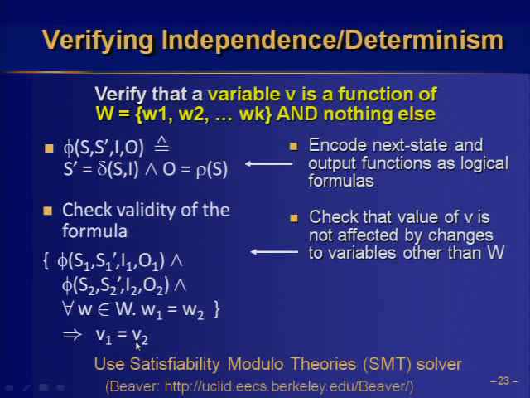Okay. So this is the general template that we use to construct these formulas. And then we invoke solvers, which are known as satisfiability modulo theory solvers. And if the solver comes back saying the formula is valid, then we're happy. If it comes back saying it's invalid, then there's a bug, and we have to know how to fix the code to get rid of that bug.